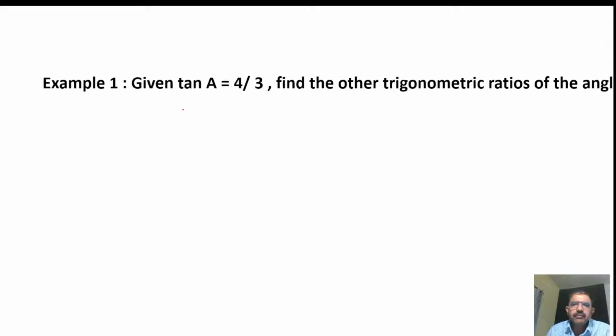Now here is one of the problems we are taking. Given tan A equals 4 by 3. Suppose this is a right angle triangle with a 90-degree angle, this is my angle A, this is B, this is C. Then tan A is 4 by 3.